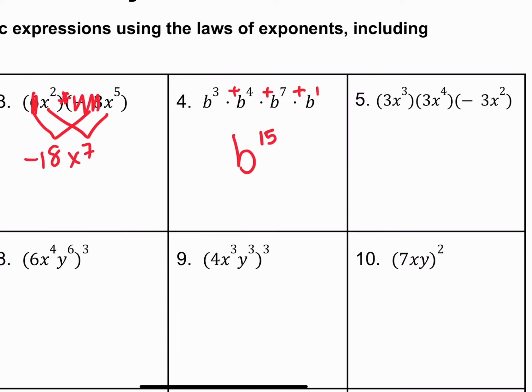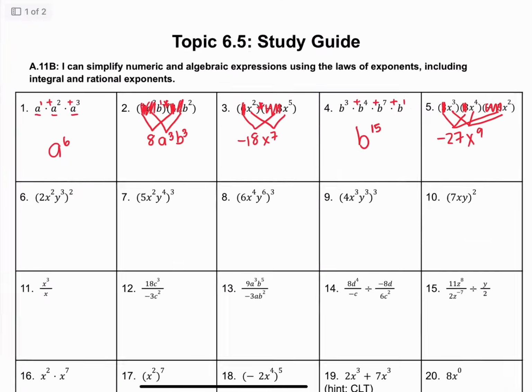Number 5, now we have 3 terms that you're multiplying, so I'm going to do 3 times negative 3. That gives you negative 27 on your calculators. So that's done with the 3 and the negative 3. X times x to the 4th times x squared. You add up all the exponents. That would be 9. So that would be x to the 9th power. So that would be numbers 1 through 5.